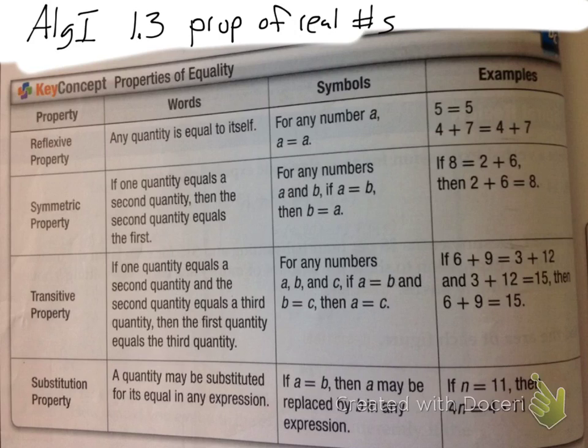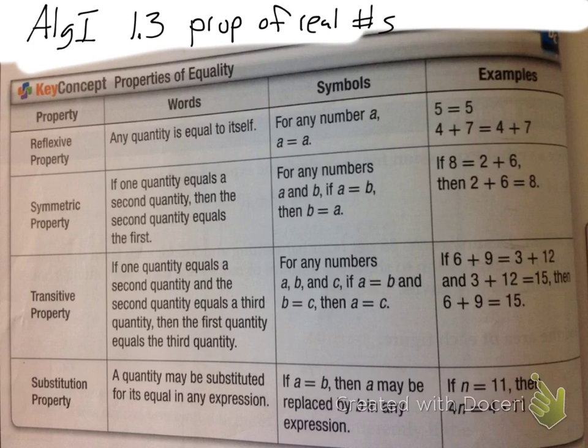So A equals A. Any number is equal to itself. That's what it says. Symmetric property: if one quantity equals a second quantity, then the second quantity has to equal the first quantity back. So if A equals B, then B equals A. Makes sense. If there's an equal sign, they're equal to each other.